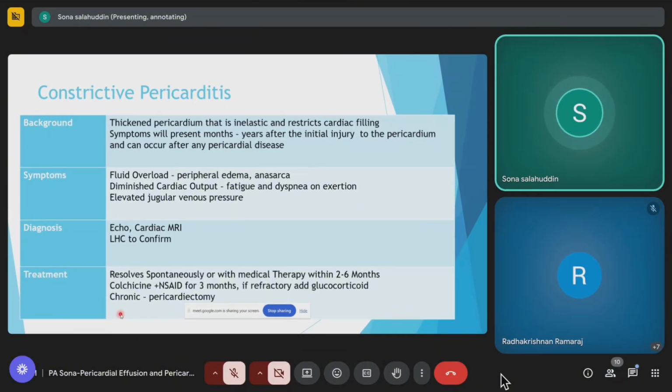You do an echo or cardiac MRI, and then a left heart cath can confirm this. It can resolve spontaneously with medical therapy within 2 to 6 months with colchicine and NSAIDs. And then if it's refractory, add prednisone, or you could do the surgical procedure.